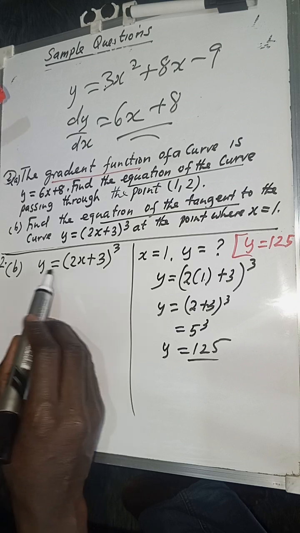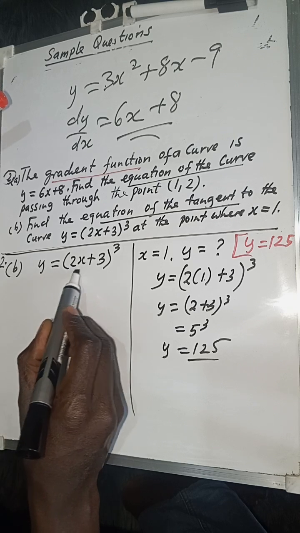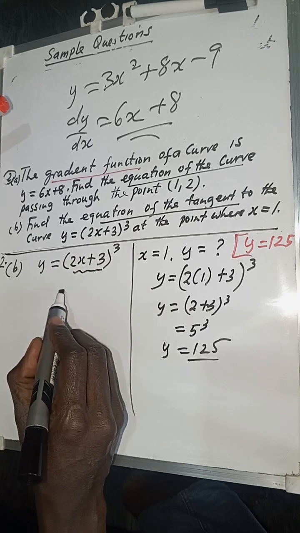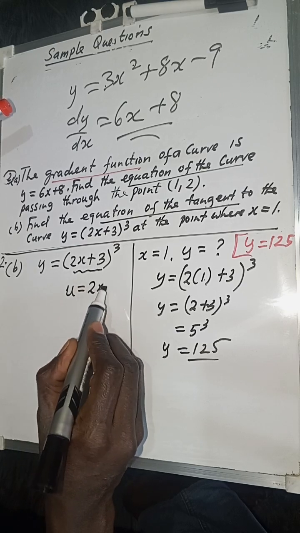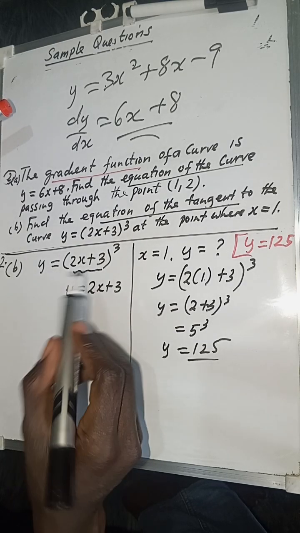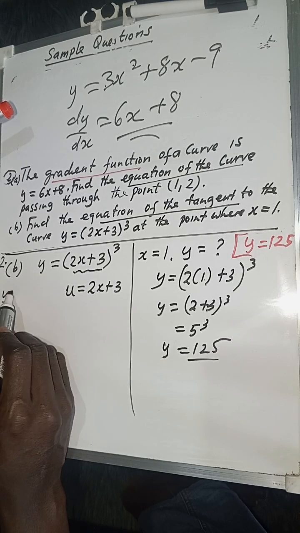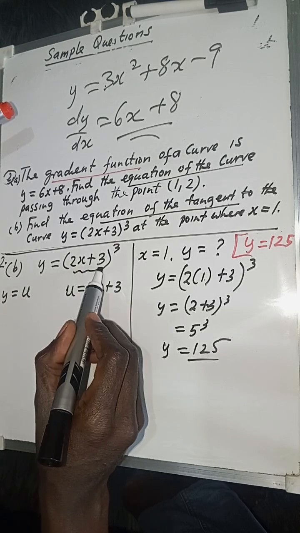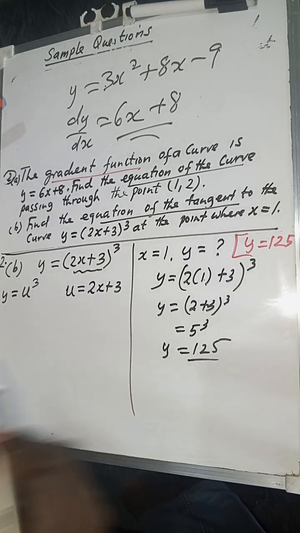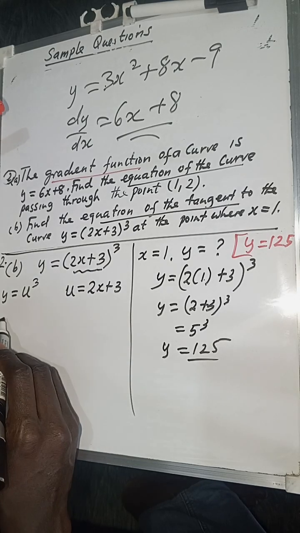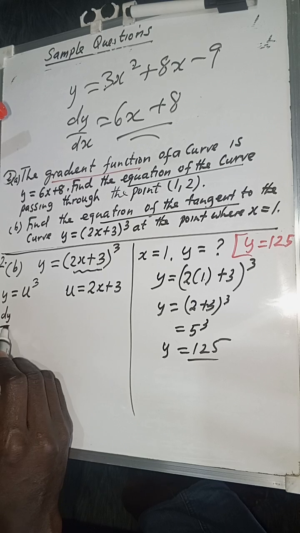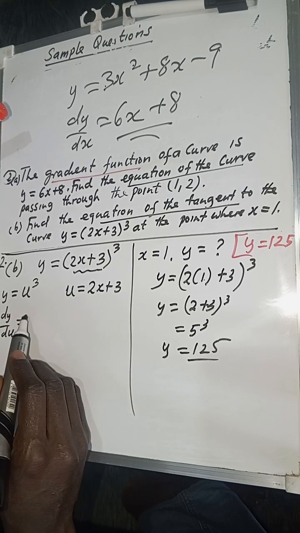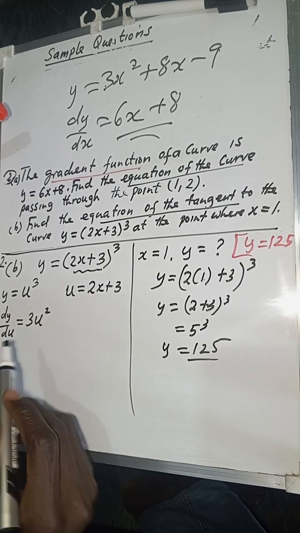This is where we said you can say, or this guy inside can be represented by u. So we can say let u be equal to what is inside, 2x plus 3. Remember, using the chain rule, it means that y will be equal to u raised to the power 3. So I'm using the chain rule to differentiate this one. So now we need to differentiate dy over du, which is going to be 3u to the power 2.